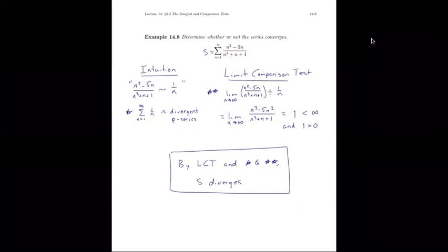And 8.4 will cover alternating series, which introduces negative terms into these series.